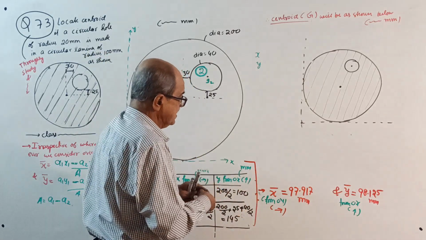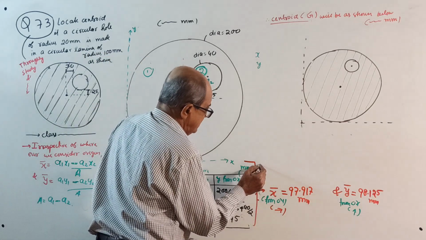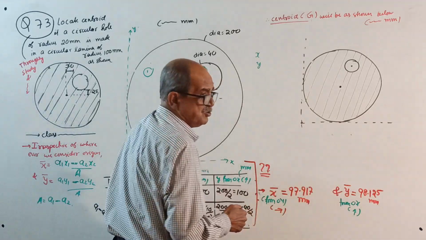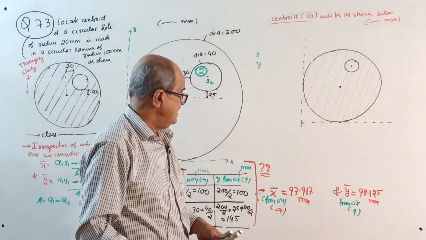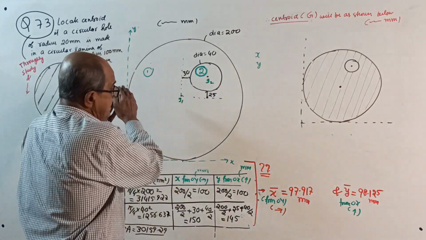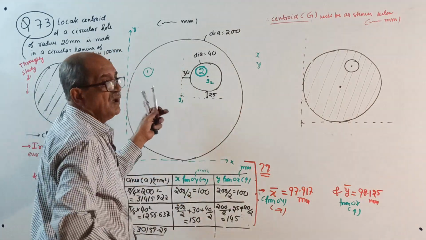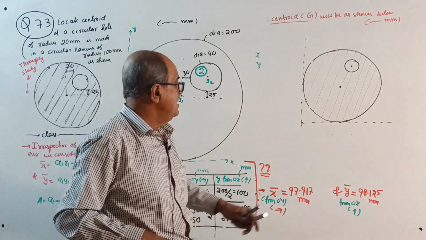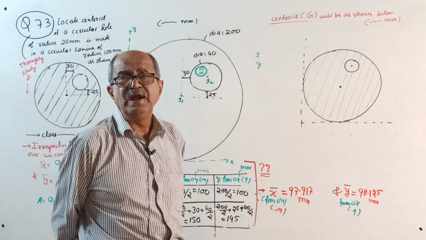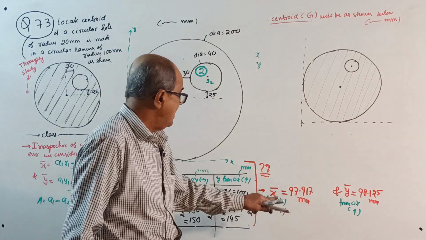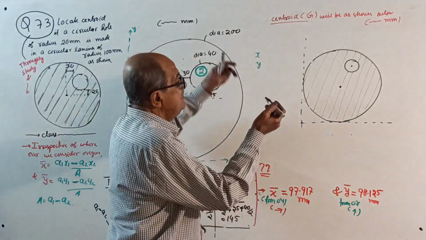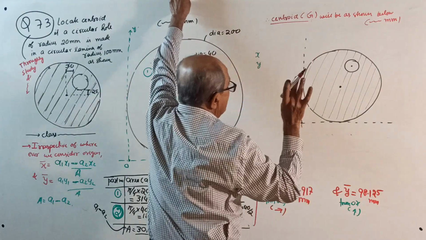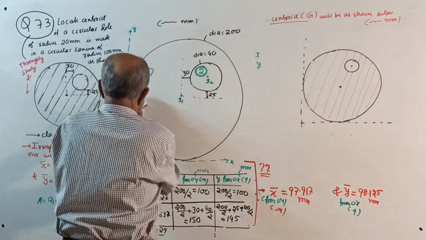Now show the calculation correctly, for both of them. Write once again: x bar from OY to the right side is A1 x1 minus A2 x2 divided by total area, and y bar equals A1 y1 minus A2 y2 divided by area. Write it and get the answer. Now, therefore, centroid G will be as shown below. See here, x bar, how much did you get?